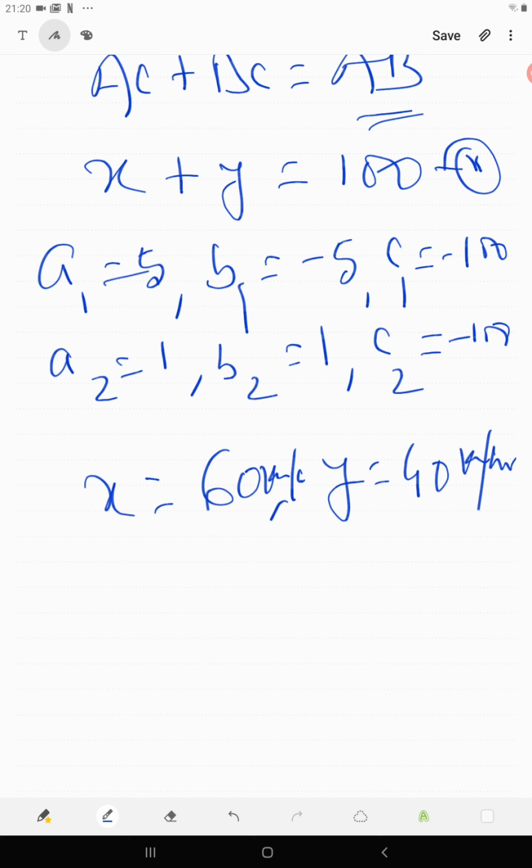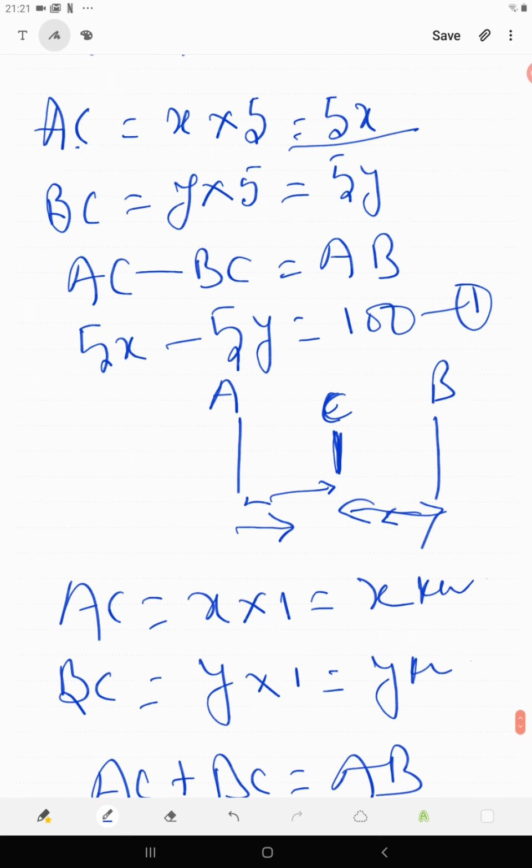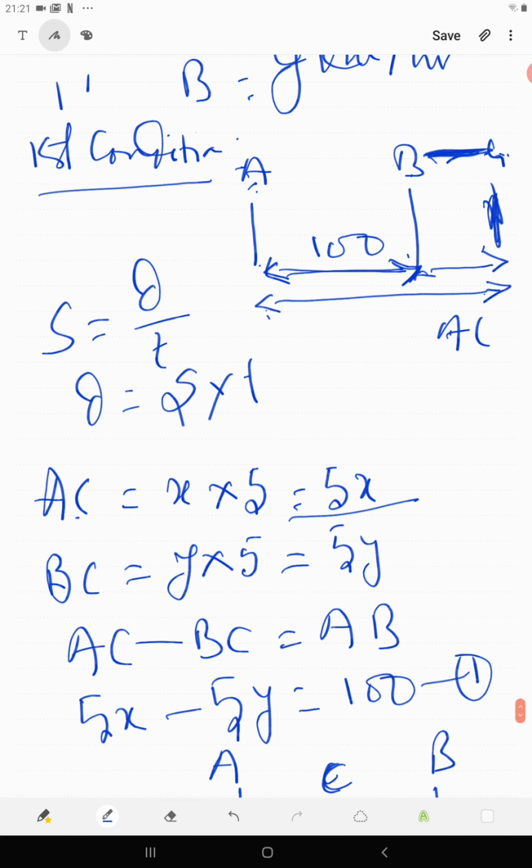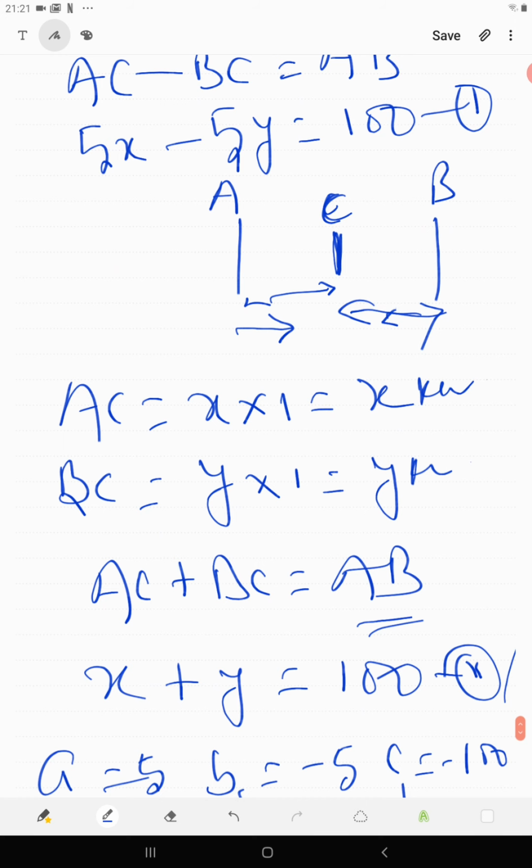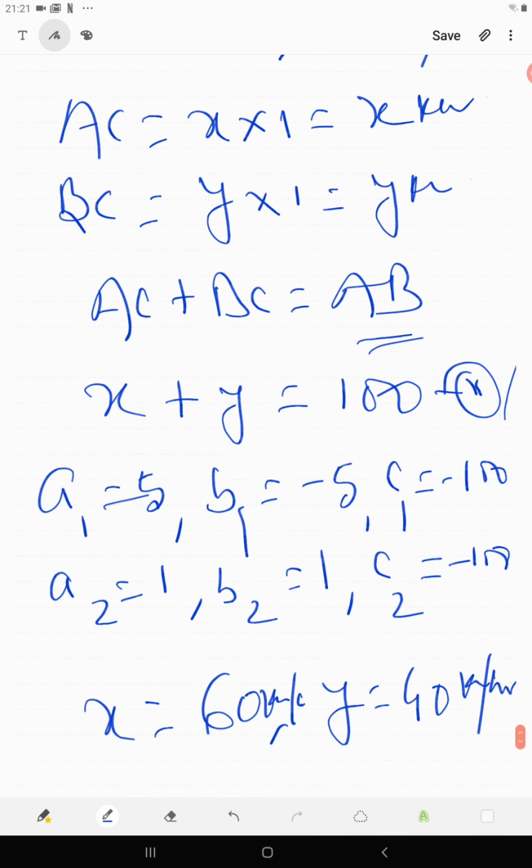Okay, so this is the problem. This is very important. This figure, what I have told, if you understood this, this is very important. So in the first case, the minus of that will give 100. Second case, the plus of the distance covered by both the cars will give you 100. So these things you need to keep in mind. This is a very important, tricky question.